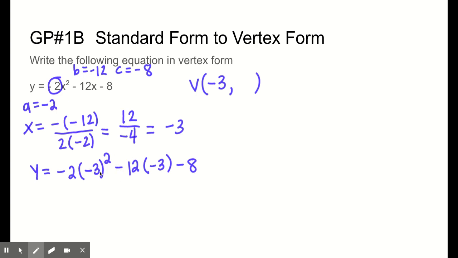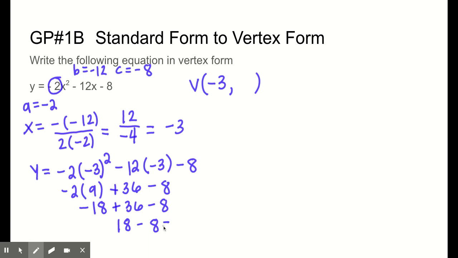Follow the order of operations here. We have to use exponents before we can multiply by 2. Negative 3 squared is negative 3 times negative 3, which is a positive 9. We can go ahead and multiply negative 12 times negative 3. That's a positive 36. Negative 2 times 9 is negative 18. Negative 18 plus 36 is a positive 18. Minus 8 gives us 10.